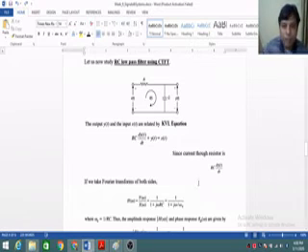Suppose input voltage is x(t) and output voltage is y(t), then the same circuit can be described by this equation. This is the KVL equation. R into current, what will be the current? i(t) will be C dy by dt. This will be the voltage drop across R, and this y(t) is the voltage drop across the capacitor. So the sum of these two voltages has to be equal to this according to KVL.